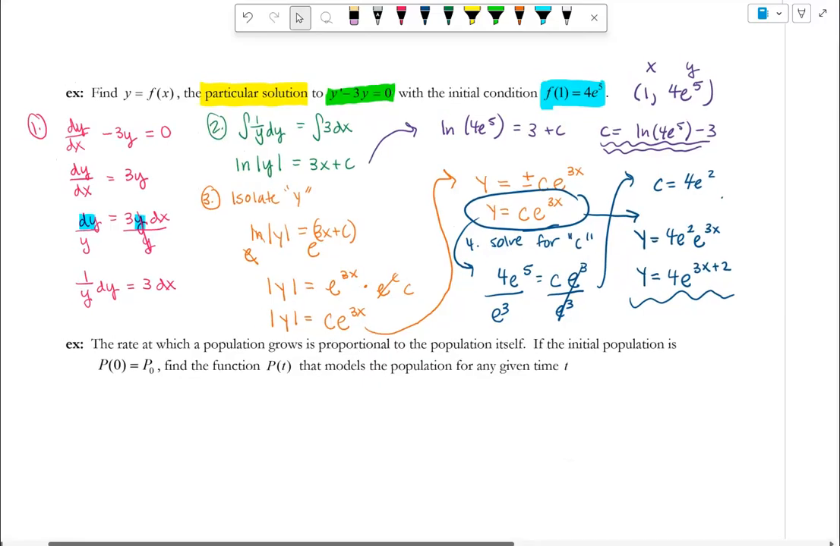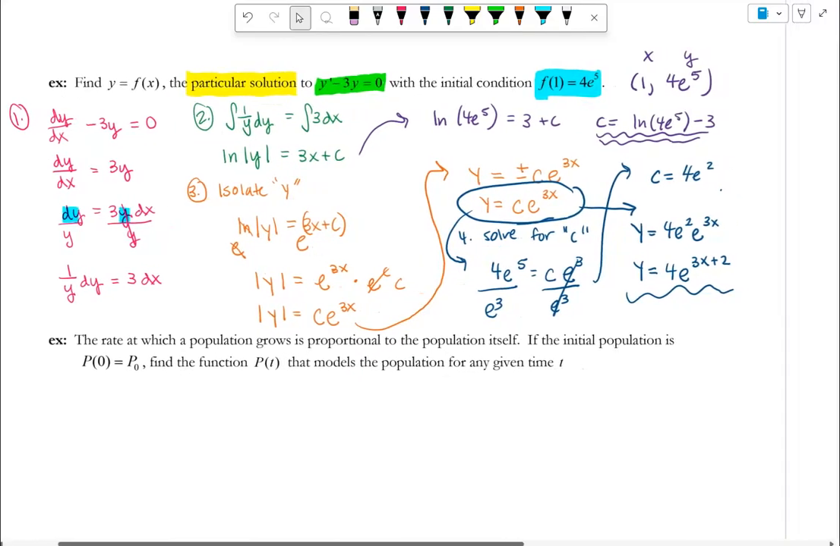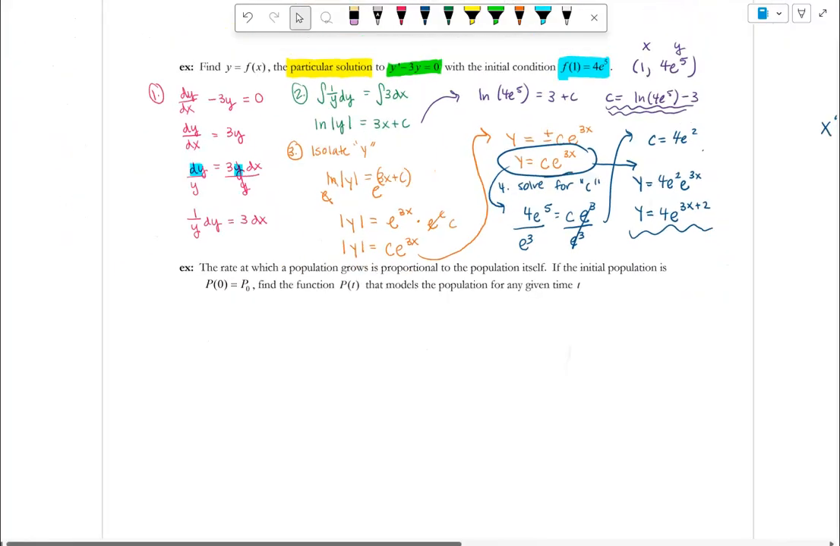We could check that by plugging in the ordered pair 1, 4e to the fifths, making sure it checks out. We could check that by taking the derivative of y and making sure that we get our y prime that we started with, which is 3y. Or we could just know that the answer is correct because I worked it out already.